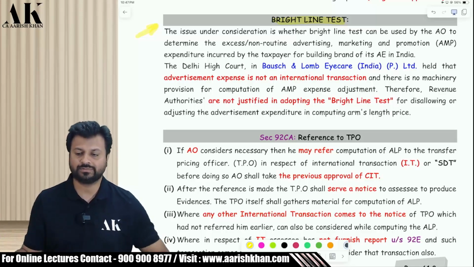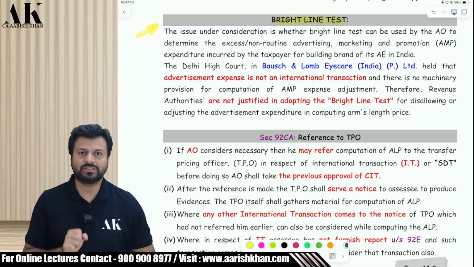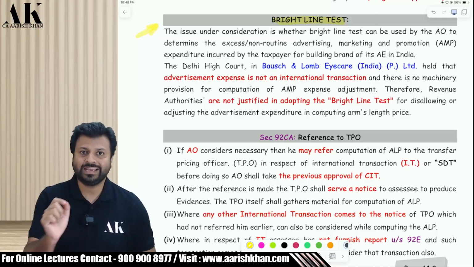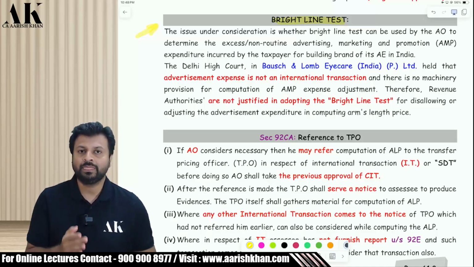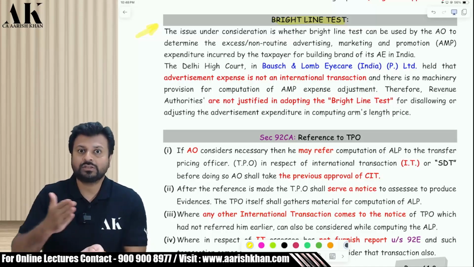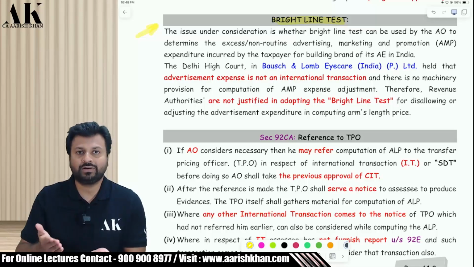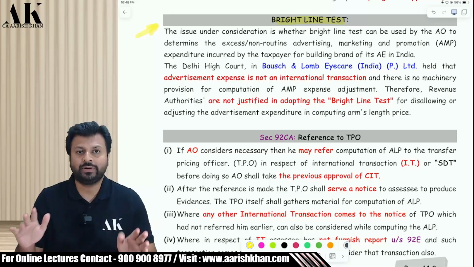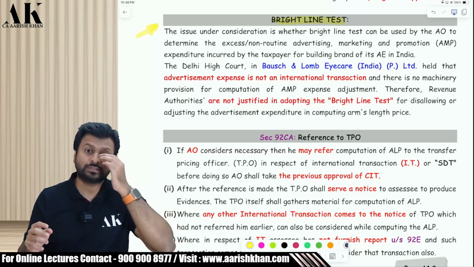of non-routine expense. The assessing officer says that whatever expenditure you are incurring in the form of advertising, marketing and promotion expense, henceforth I am going to call it an AMP expense. So whatever AMP expense you incur in India, the AO is dividing all the AMP expense into two parts: routine expense and non-routine expense. Routine expense will be allowed as deduction, and the excess, which is non-routine, will be disallowed. Okay. This concept is known as bright line test.